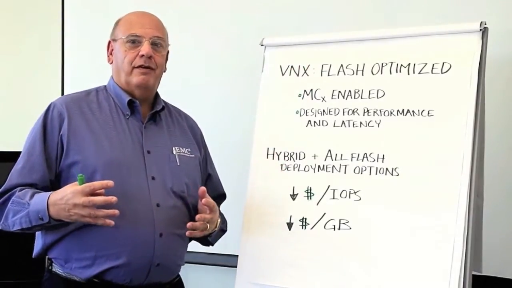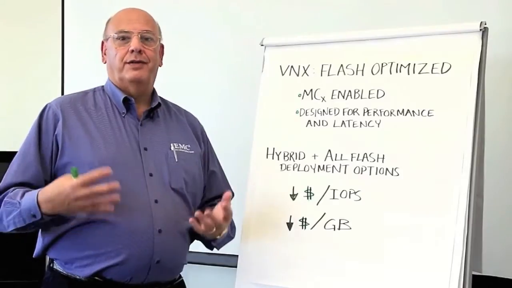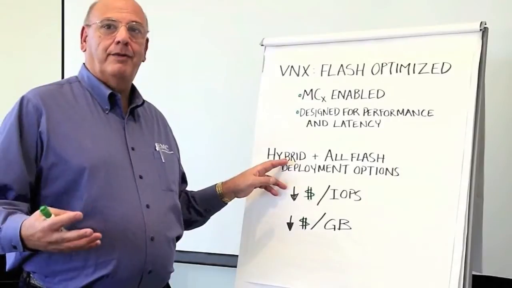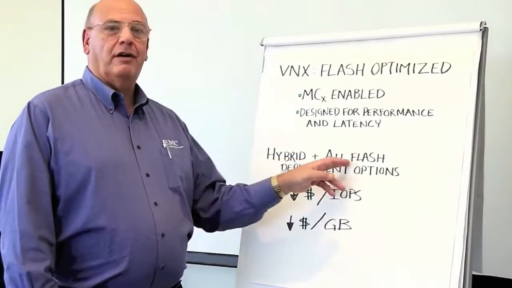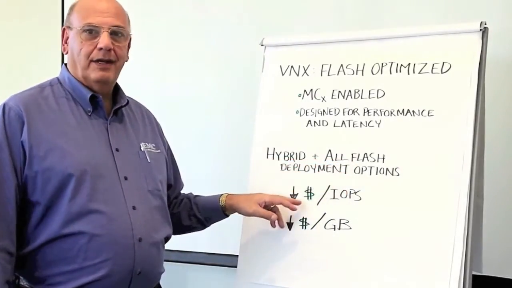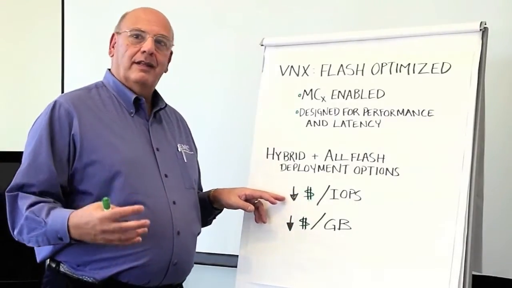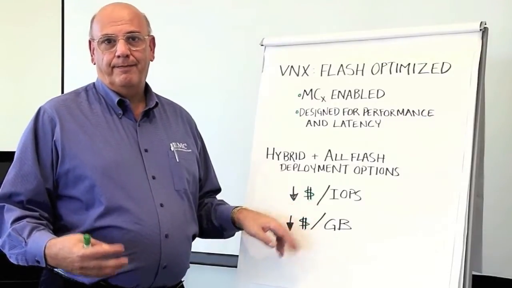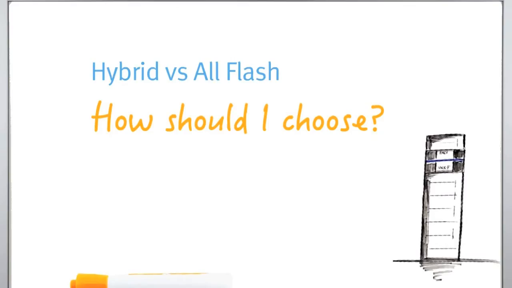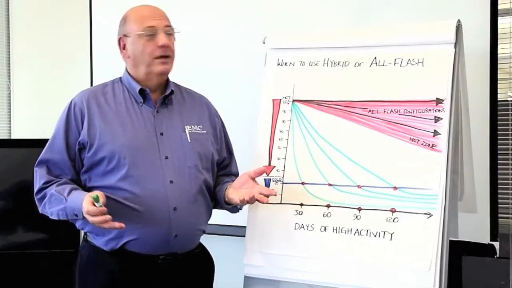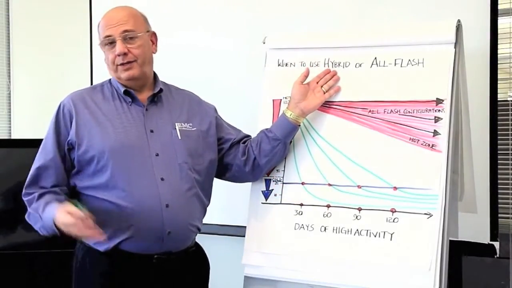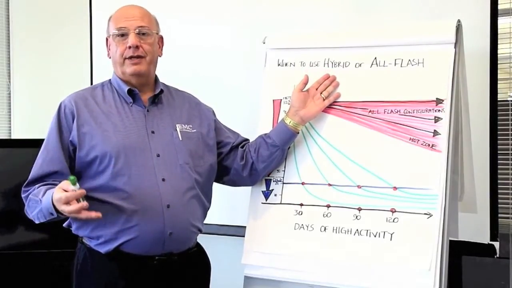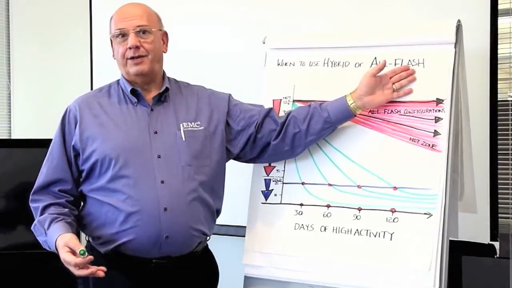With the VNX platform, you get a couple of choices in terms of your environment. You can configure it as a deployment option, either as a hybrid array, and we'll talk about this in a second, or an all-flash array. In either case, you're going to be able to significantly lower your dollar per IOP and your dollar per gigabyte. So the question is, when do you choose a hybrid, which is a storage array that consists of flash drives and spinning drives together, or an all-flash array?